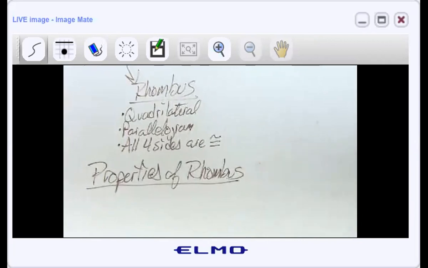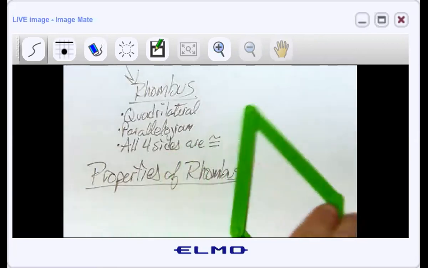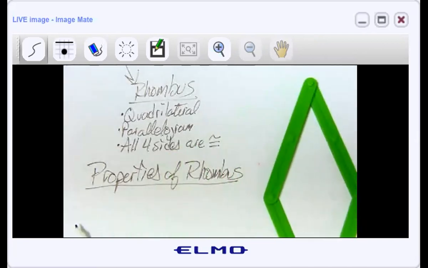So we already know that it has four sides the same. So give me one second and I'm going to make you a rhombus here. Let's see if we can guess some of those other properties that the rhombus has that the others don't. Okay, so here is a rhombus.